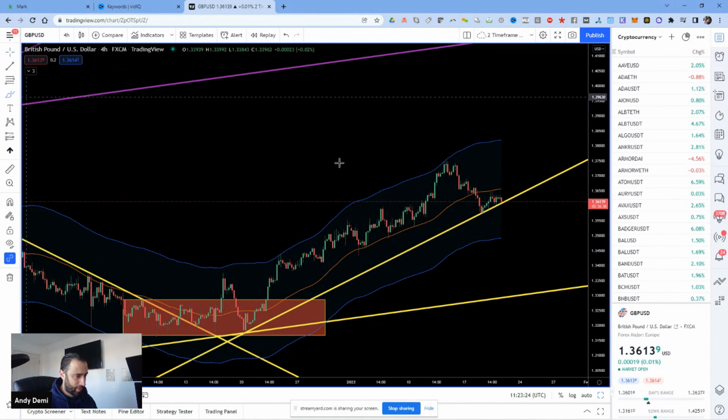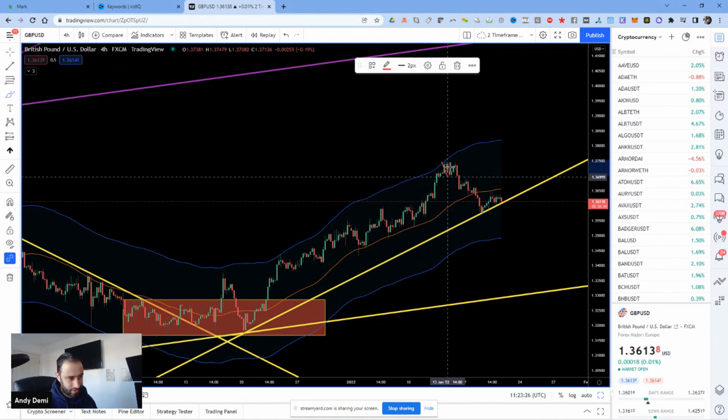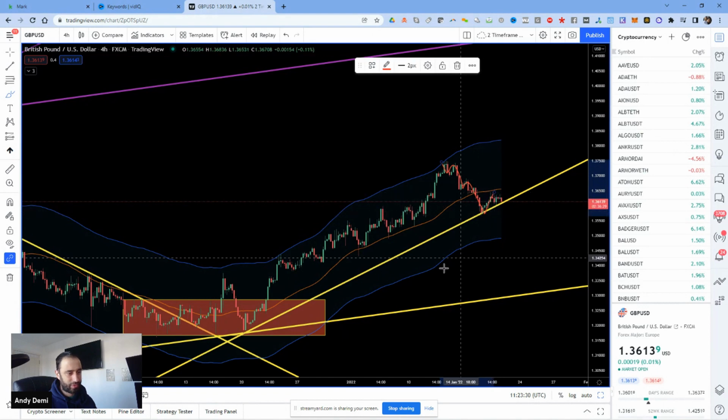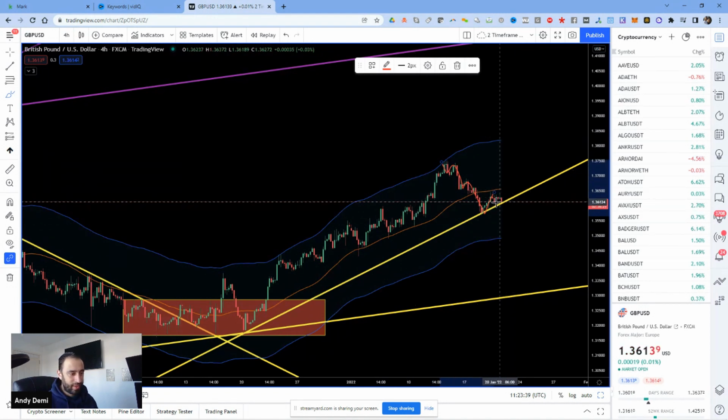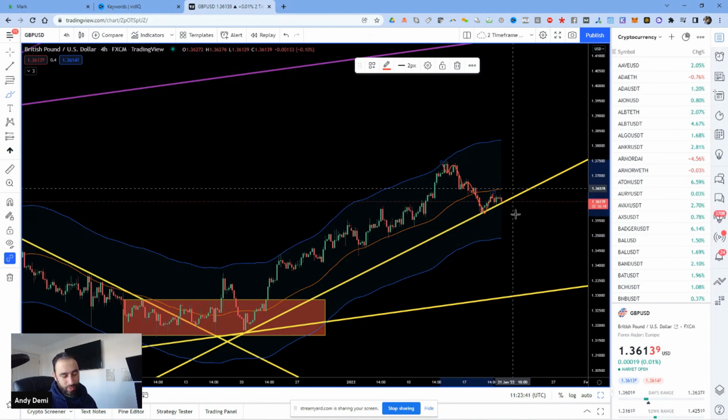So if I just get my pen out, you can see it's starting to make these lower lows and lower highs, the start of a potential downtrend. And what I also like here is that we've gone below this brown line, which again, as we said before, is a negative sign. So this could be getting ready to push lower.